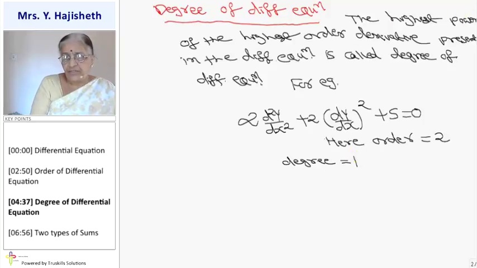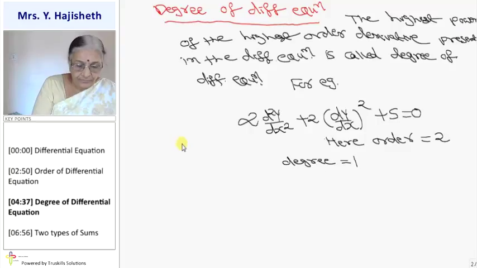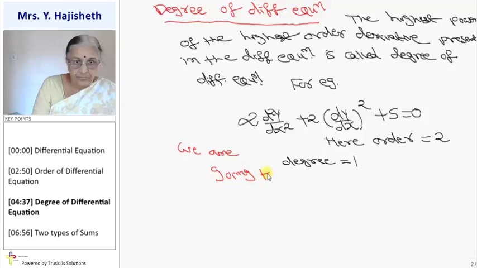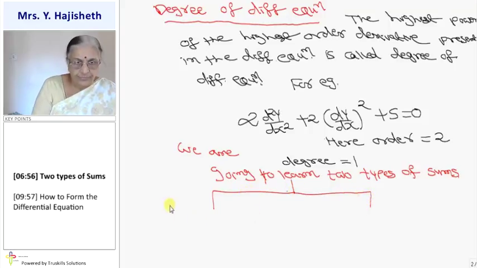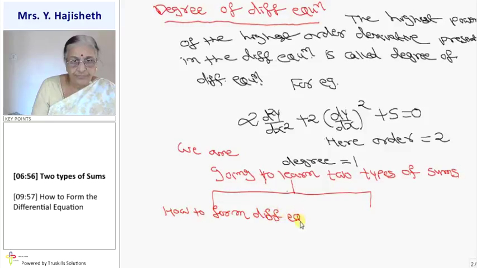In this chapter we are going to learn two types of sums. First, how to form the differential equation, and second, how to solve.